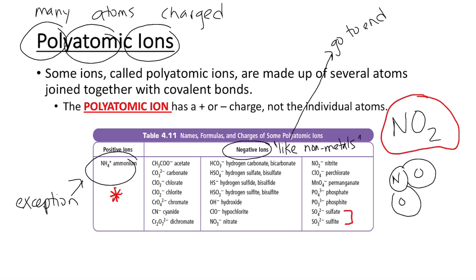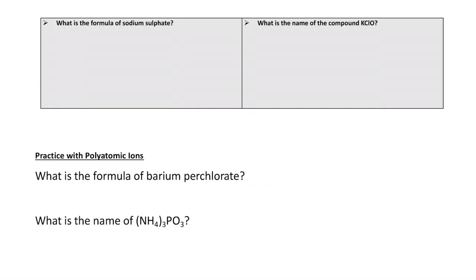Some ones to watch out for: the sulfates, sulfites, phosphate, phosphite. These sound very similar to phosphide and sulfide, which is just P and S. So please be aware of these endings here. Ate usually refers to O4, and ite refers to O3. If you read them, you'll see some of the similarities between some of the names, okay? You're not required to memorize this table. You will be provided with it.